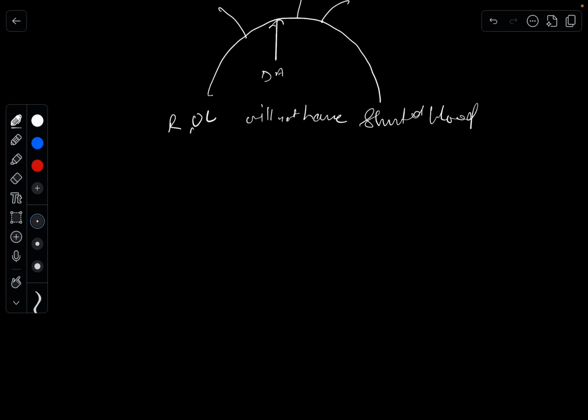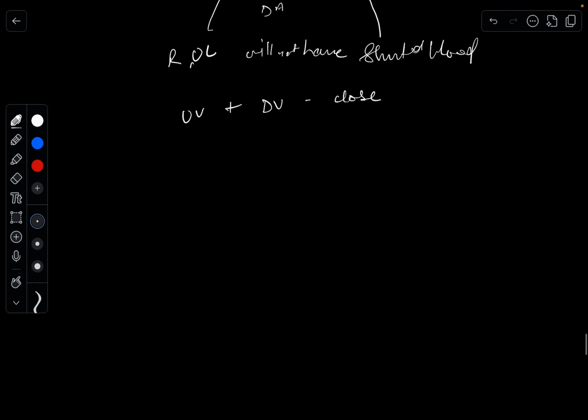What all is there? And all of the umbilical vein plus the ductus venosus will close, as there is no flow in umbilical vein. Okay? That is all about the fetal circulation.